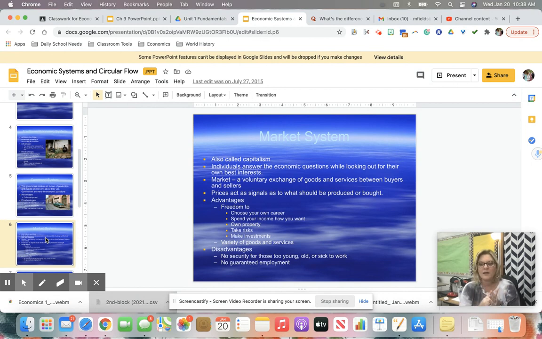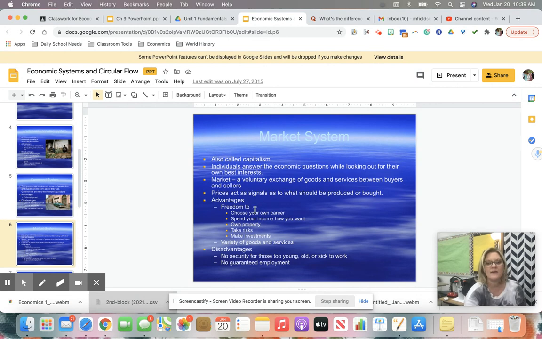So the market, we tend to think of it as a place like the supermarket or the farmer's market. But a market is any time a buyer and seller voluntarily come together and exchange goods and services. And prices tell us what's going to be bought. And this will get us into supply and demand a lot in the next unit. But there's some really good things about a market economy.